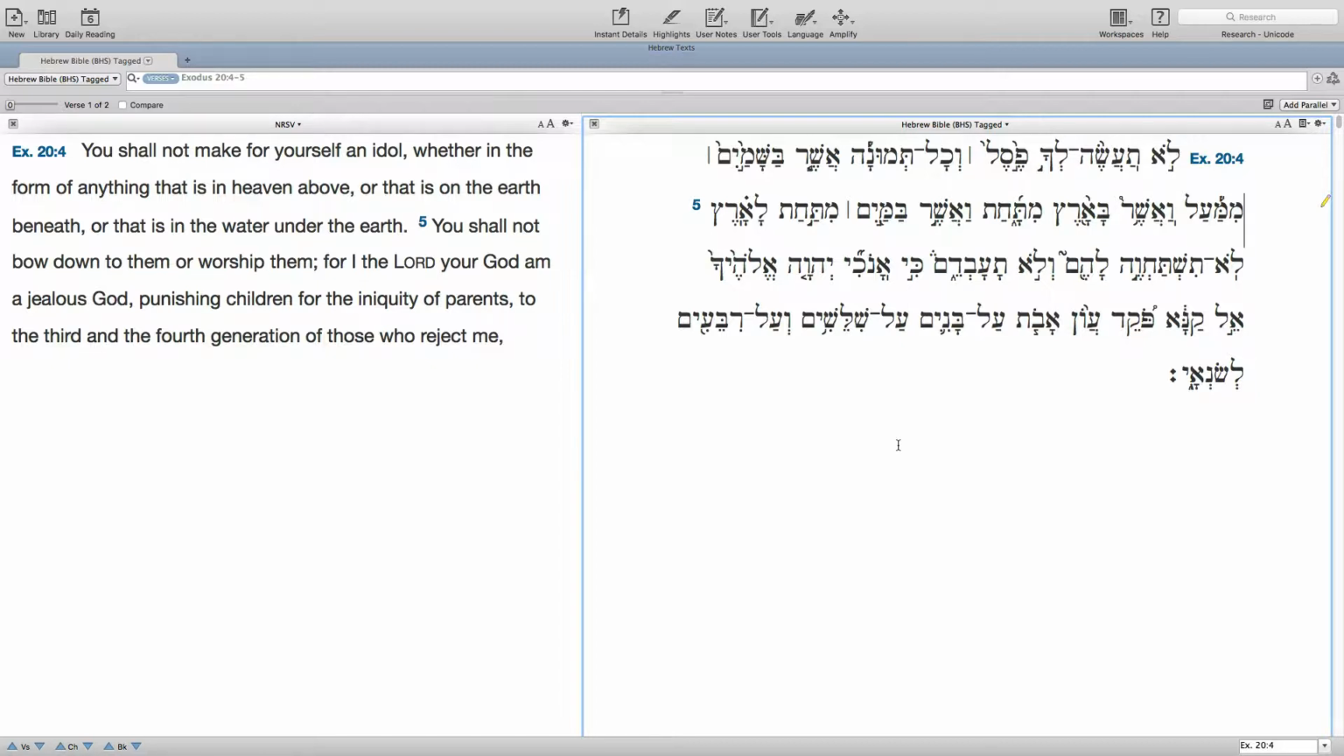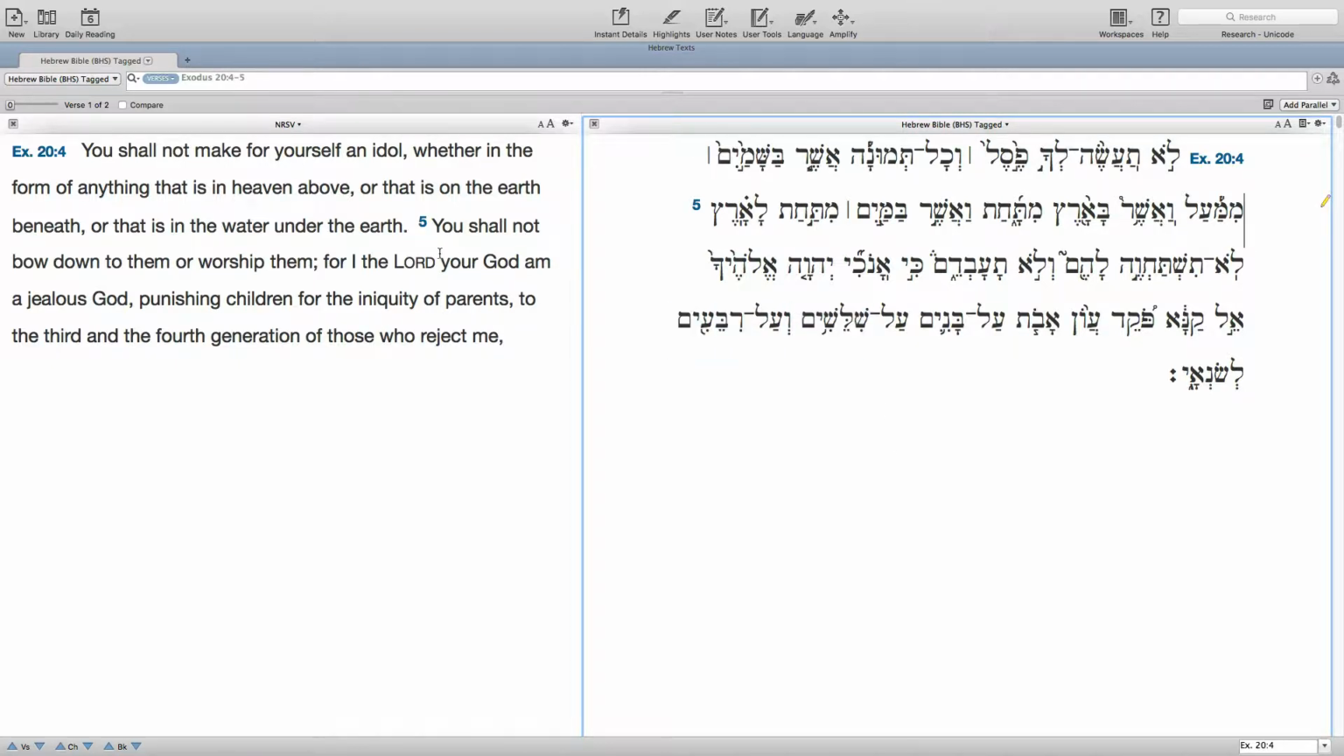And this is the part that I want to focus on again. You shall not bow down to them or worship them. For I, the Lord your God, am a jealous God, punishing children for the iniquity of parents to the third and the fourth generations of those who reject me. And then, of course, it continues with God loving to the thousandth generation those who follow God.